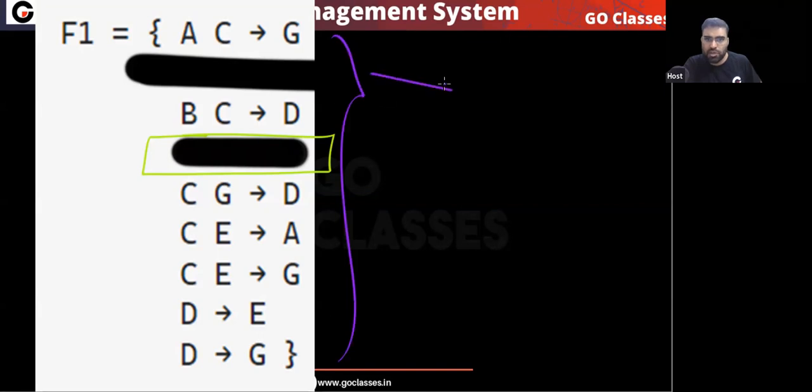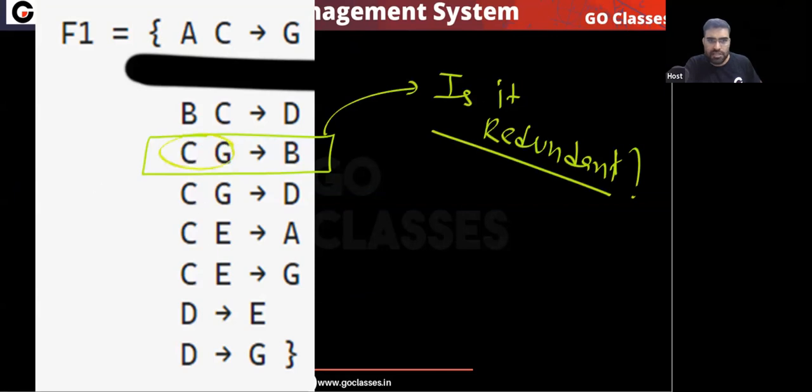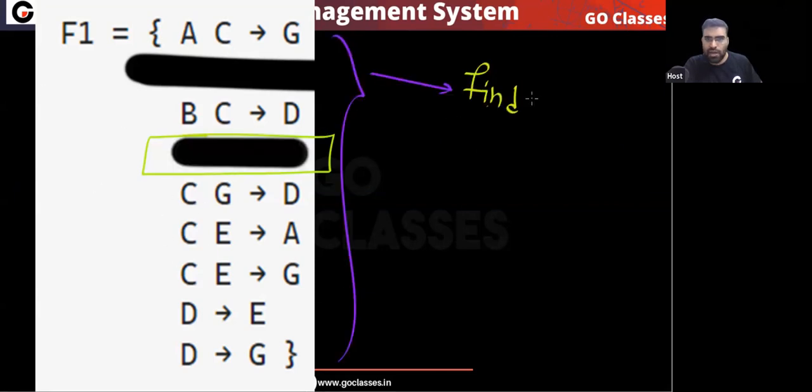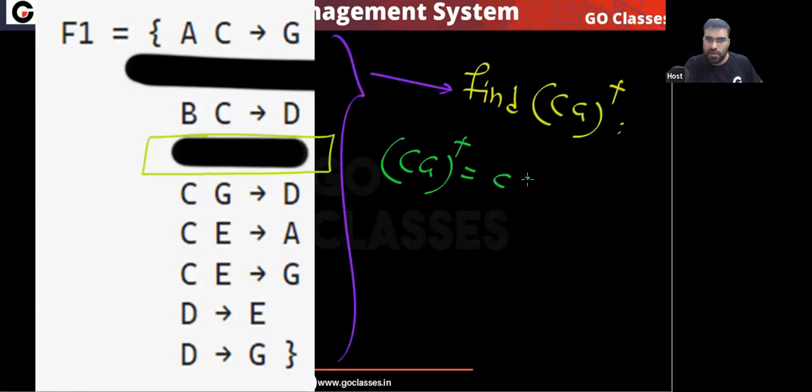Now, after removing this, you will find what CG plus is, right? So tell me, what is CG plus? That will be CG, CGD. CG can determine D. D can determine E. Now you got CGDE. So you got A also. Now you have AC.